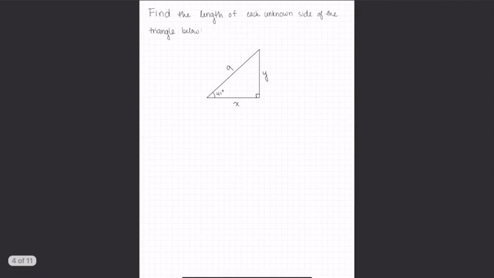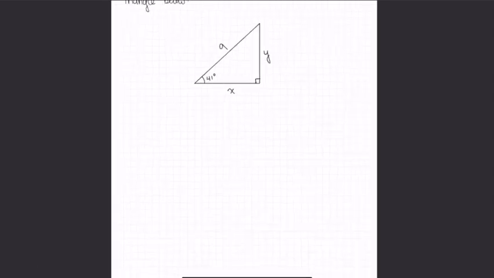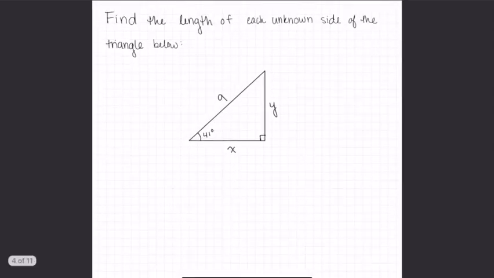Okay, and then last one, we want to find the length of each unknown side of the triangle below, where I gave you the hypotenuse. It's a right triangle. I gave you the hypotenuse and the angle. So there are kind of two perspectives you can take on your right triangle trigonometry from physics.